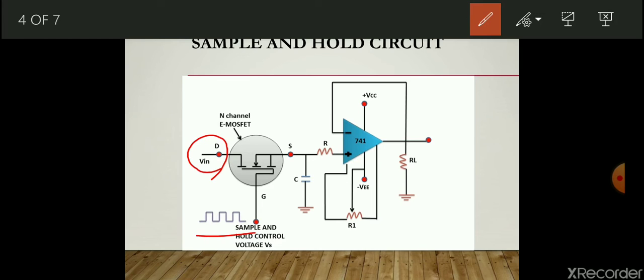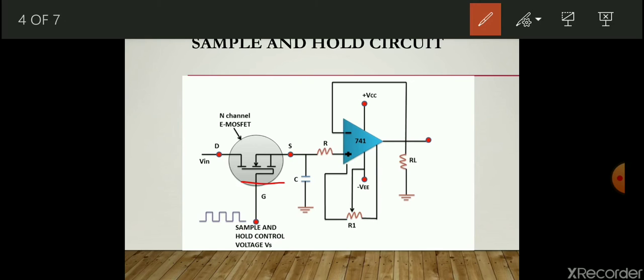Coming to the operational amplifier, one can easily identify that the input is given to the non-inverting terminal of the operational amplifier and the output is fed back to the inverting terminal. We have no resistors in the feedback path, so this is a voltage follower circuit, which means whatever input is available at the input, the same is available at the output. Here we are using an N-channel enhancement MOSFET, which is also called a normally off transistor.